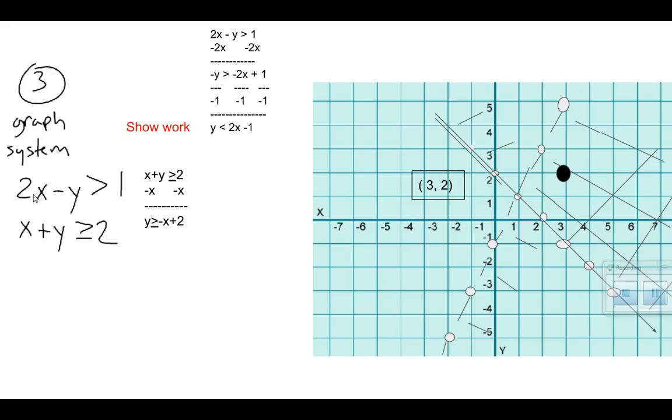So 3 times 2 is 6. 6 minus 2, 4, bigger than 1, yes. 3 plus 2, 5, bigger than negative 2, yes. So both those numbers would work in the check.